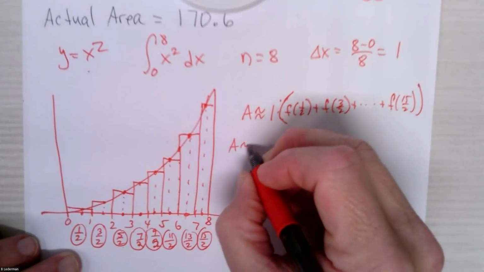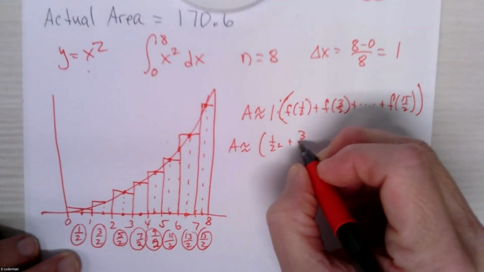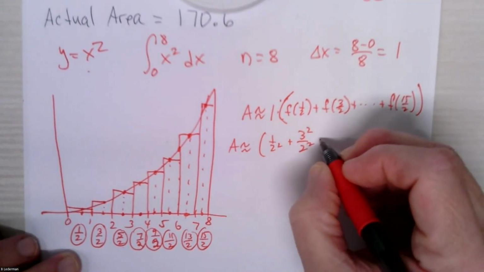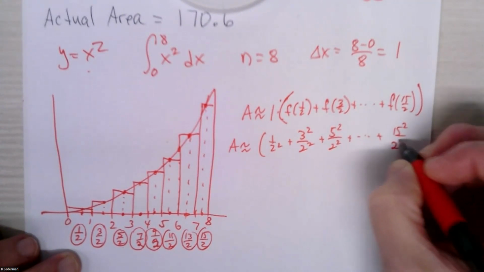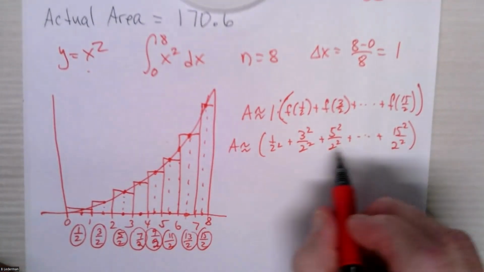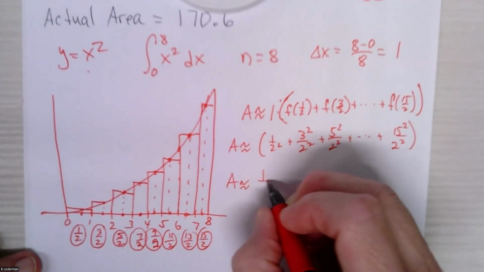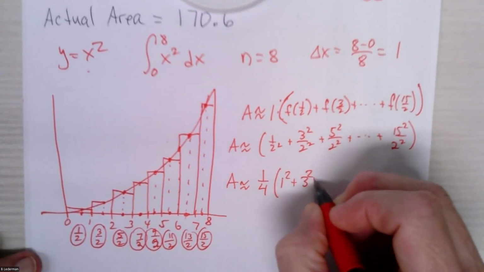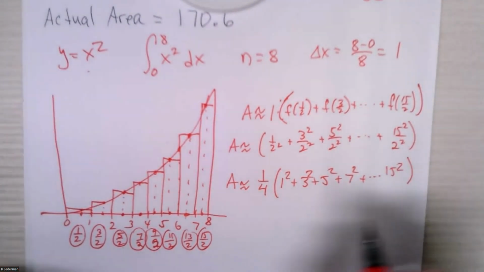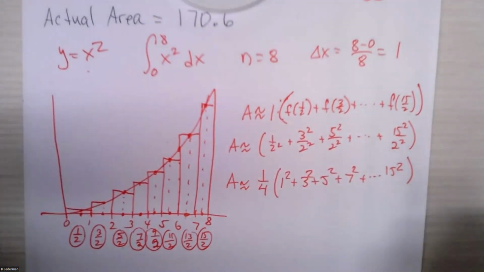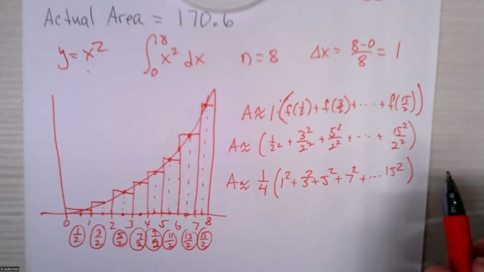So the area is approximately 1/2 squared plus 3/2 squared plus 5/2 squared plus dot dot dot plus 15/2 squared. Now I could factor out a common factor of 1/2 squared. So the area is going to be approximately 1/4 times 1 squared plus 3 squared plus 5 squared plus 7 squared, all the way up to 15 squared. And everything gets multiplied by 1/4, and everything got multiplied by 1, but I just didn't bother writing the 1 anymore. Well, this is something I could easily add up with or without a calculator.